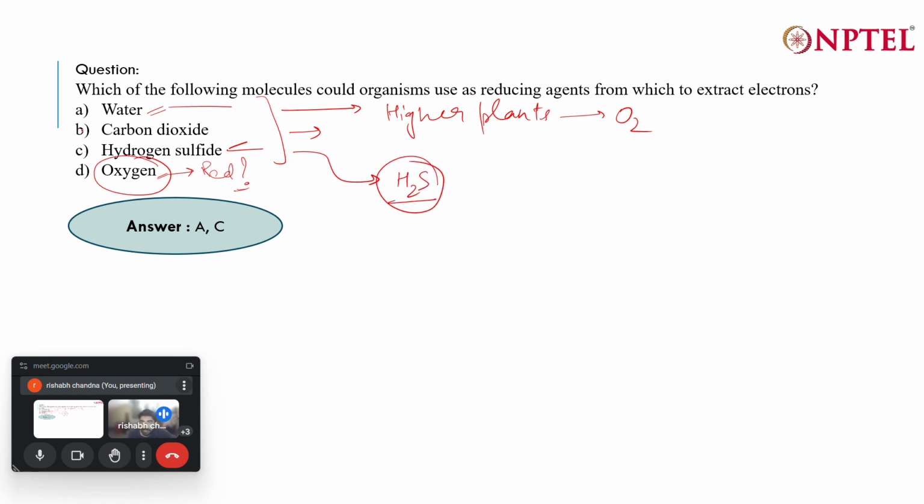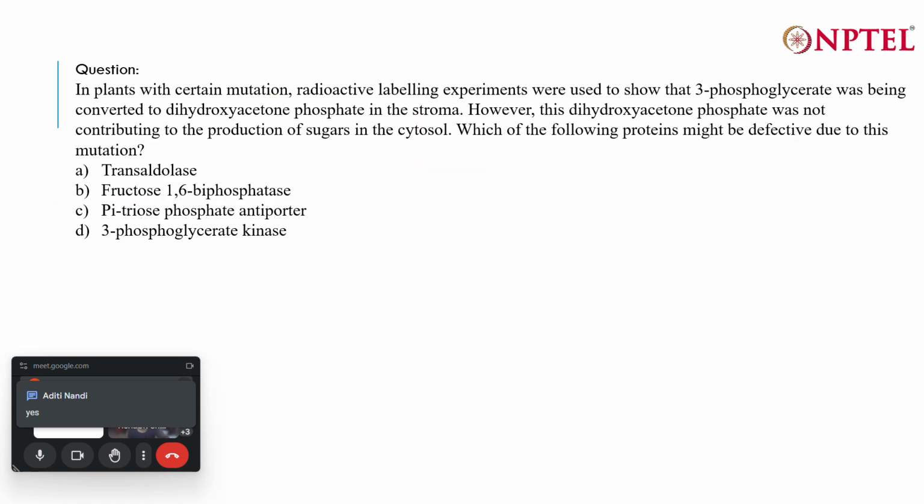Okay, carbon dioxide and oxygen both are oxidizing agents, so we cannot use them for extracting any kind of electrons. Okay, is this fine? Okay, so let's move on to the next question.